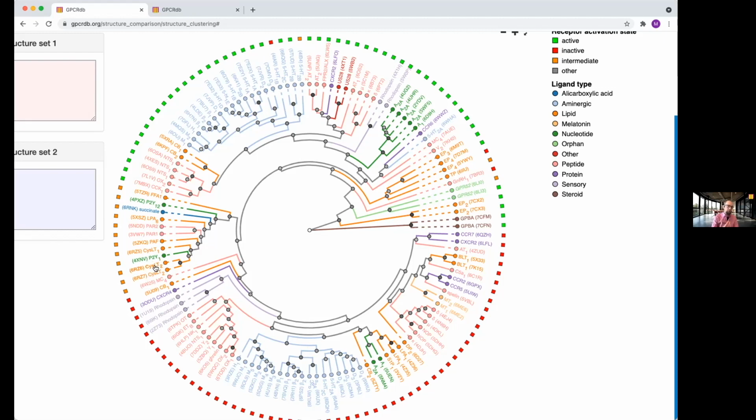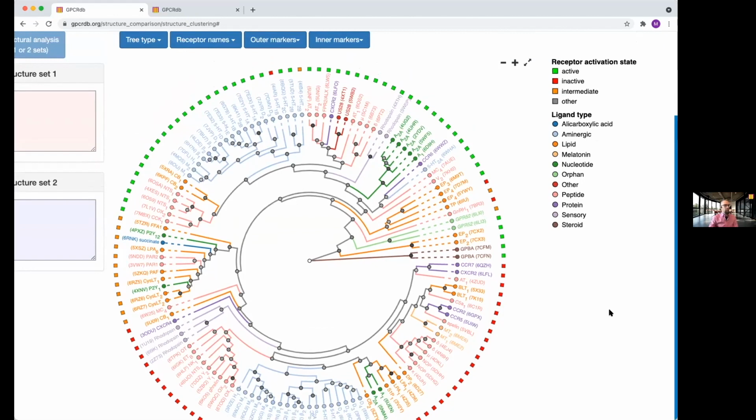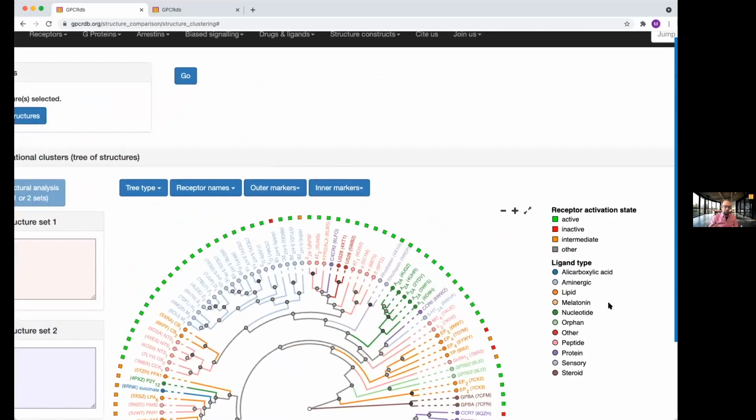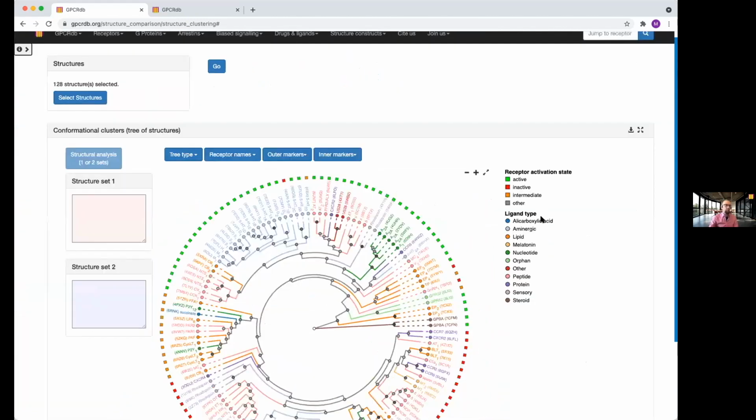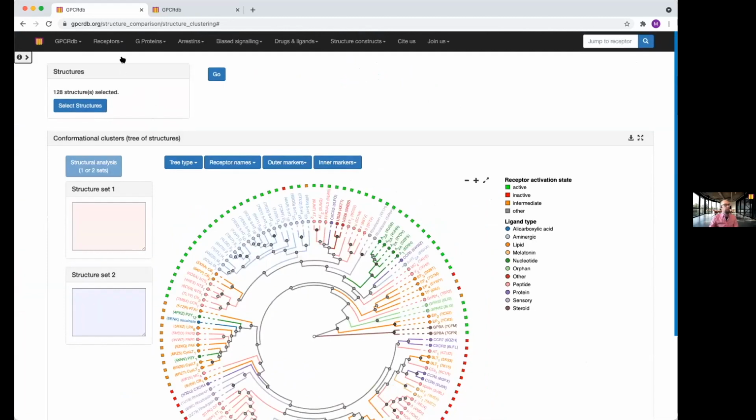So that shows there's a lot of structural similarity going on, and that's stronger than the sequence-based similarity, because on the sequence-based similarity they weren't grouped together, but on the structural conformation, they adopt similar conformations. So this gives you more than just the sequence-based view of GPCRs, but also the structure-based view.